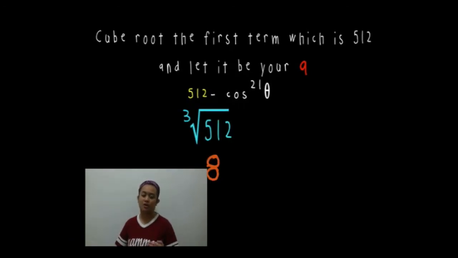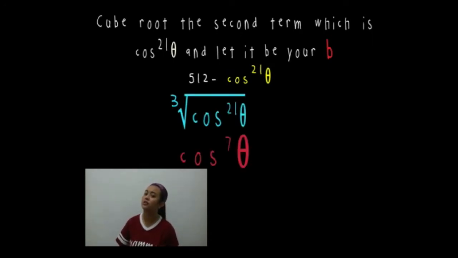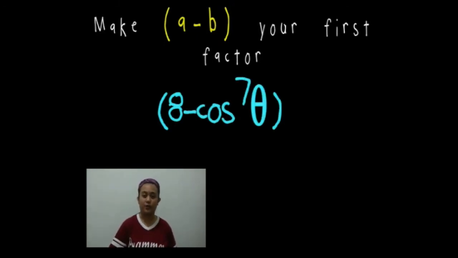In our case, our first term is 512. So we extract the cube root of 512, which is 8. So 8 will now be our A. Step 3 is to get the cube root of our second term. So we get the cube root of cosine raised to the 21st power theta, which is cosine raised to the 7th power theta. Step 4. We will use quantity A minus B as the first term of our factor. So in our case, 8 minus cosine raised to the 7th power theta will be the first term.